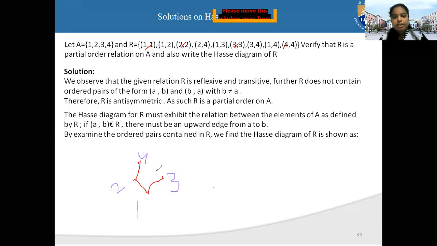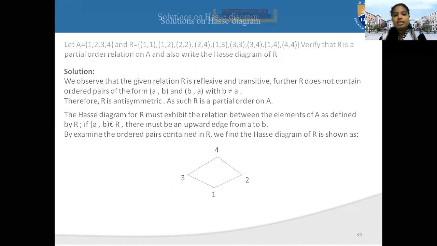Next 3 comma 4 is there. Yeah, 3 comma 4 is not a transitive relation. Next 1 comma 4 is there. So 1 comma 4 is a transitive relation because 1 comma 2 is there and 2 comma 4 is there. There might be a relation between 1 comma 4. So we have to remove the transitive relation here. So next, no more elements here. Okay, this is the actual Hasse diagram of the given relation. See the diagram. This is the final diagram for that given relation.